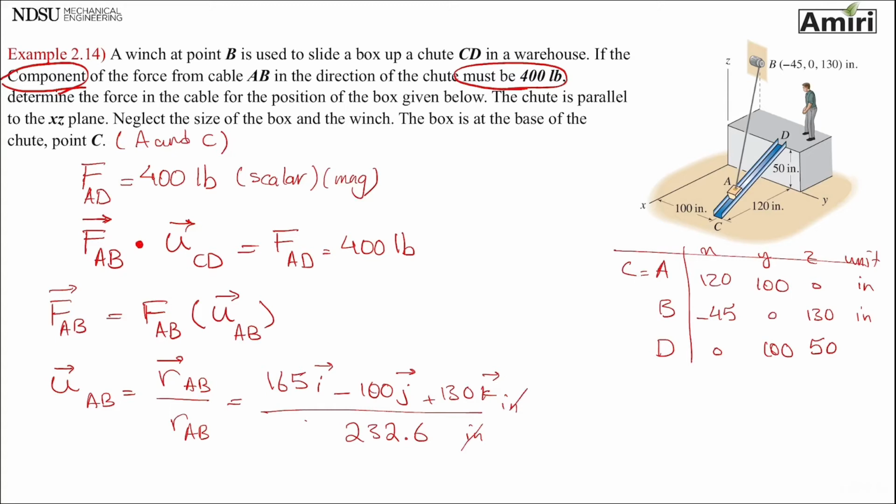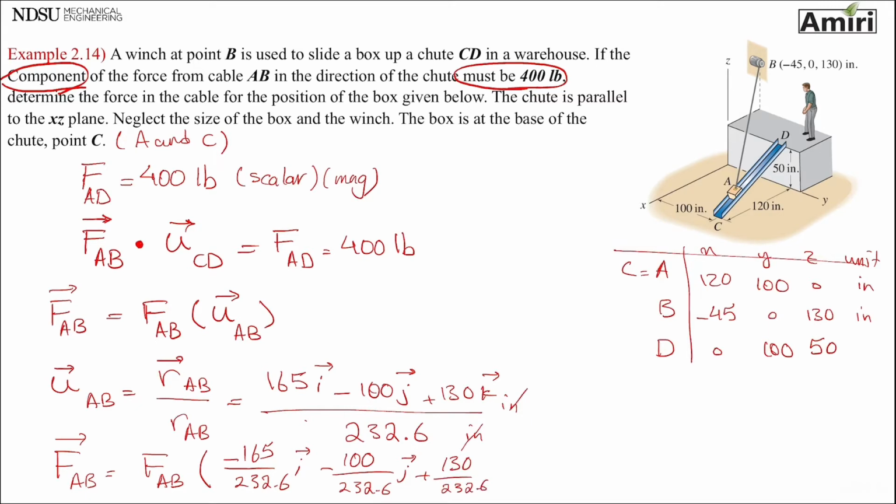And put it back in that equation, what we get is force AB is FAB times minus 165 over 232.6 I minus 100 over 232.6 J plus 130 over 232.6 K. Okay, the units for this is pounds. I have this in this equation. I have the 400. Next step is to go find the unit vector of CD.